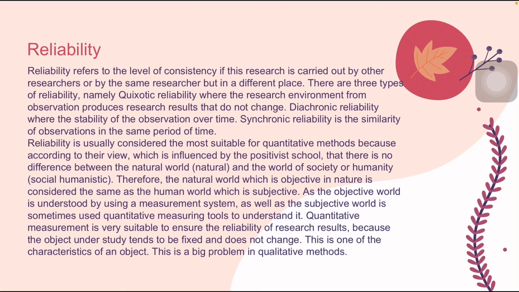Therefore, the natural world, which is objective in nature, is considered the same as the human world, which is subjective, as the objective world is understood by using a measurement system, as well as the subjective world sometimes uses quantitative measuring tools to understand it. Quantitative measurement is very suitable to ensure the reliability of research results because the objects under this study tend to be fixed and don't change. This is one of the characteristics of an object. This is a big problem in quantitative methods.